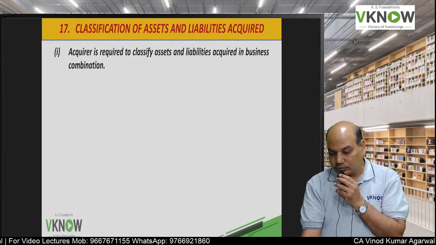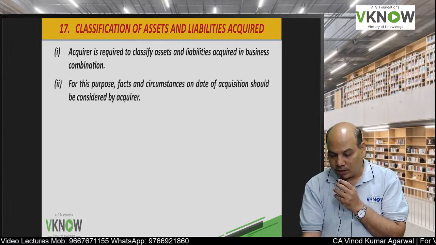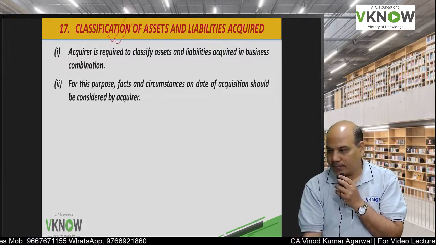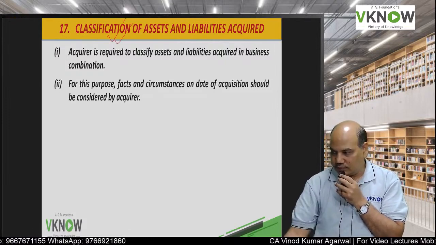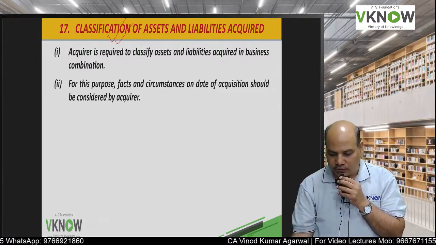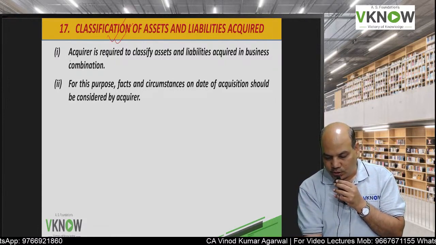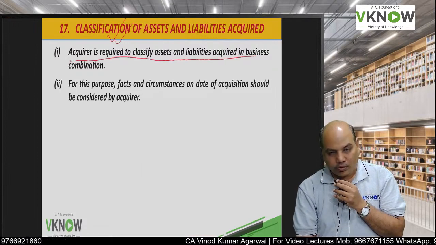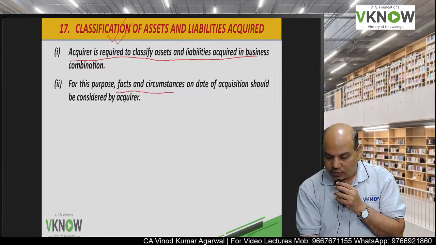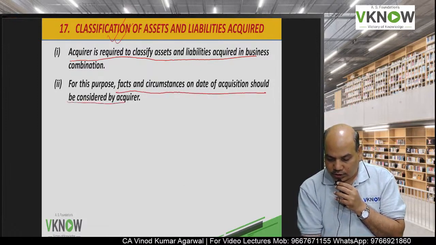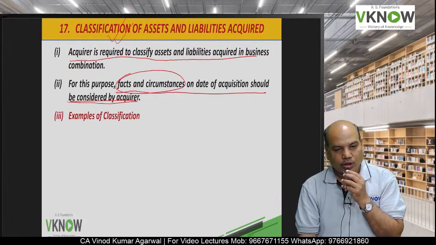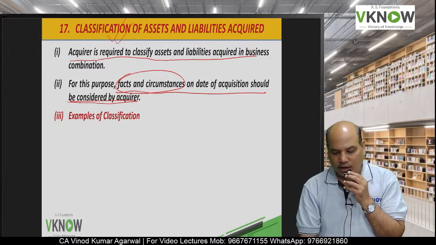Now next is classification of asset and liability acquired. Can we change the classification? Is it necessary to follow the same classification? The answer is we can change. Usually the acquirer may follow the same classification, but the classification can change on the date of acquisition depending on facts and circumstances. So acquirer is free to change the classification.